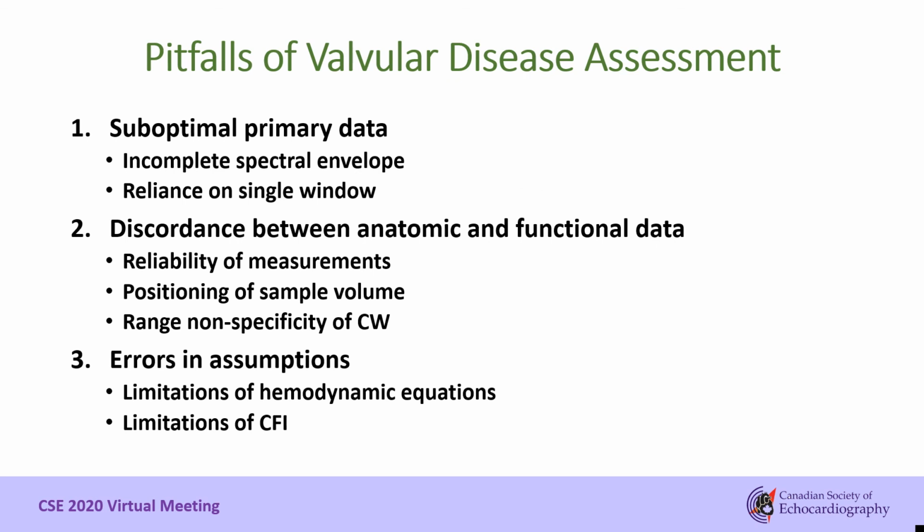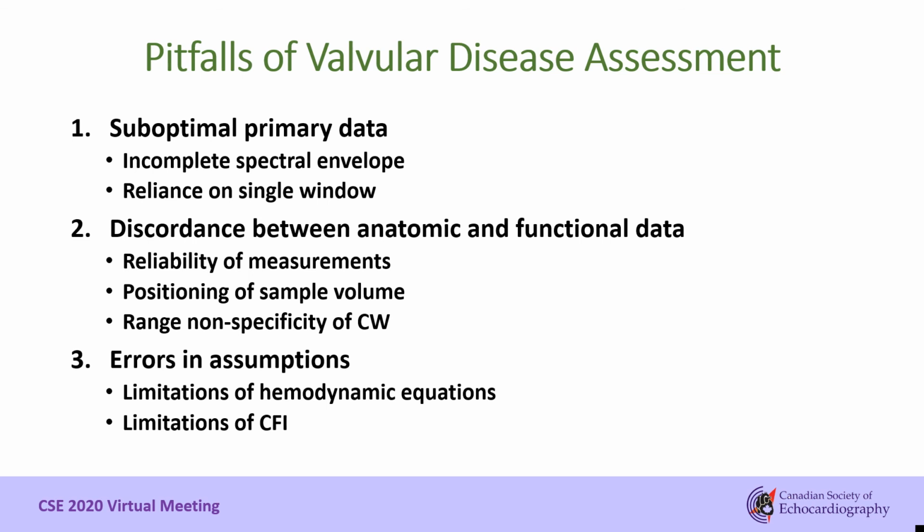The common pitfalls in the assessment of valvular disease are summarized in my last slide. We need to be particularly obsessive when reviewing suboptimal studies. Do not accept measurements based on incomplete velocity envelopes. Multiple windows need to be used, particularly in the setting of eccentric flow jets. Non-imaging probes should be readily used in patients with aortic stenosis.